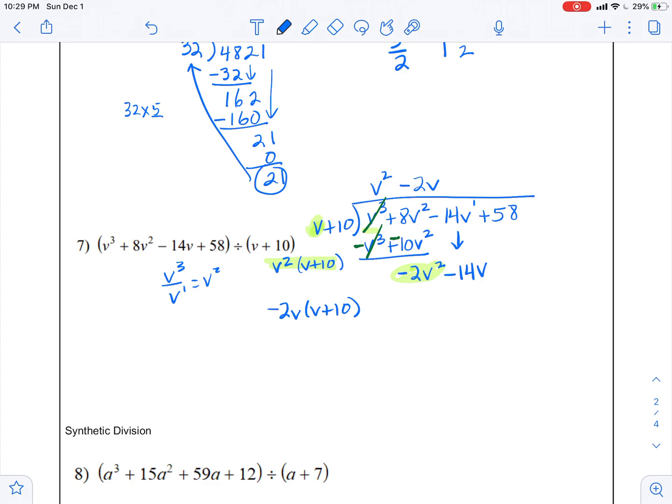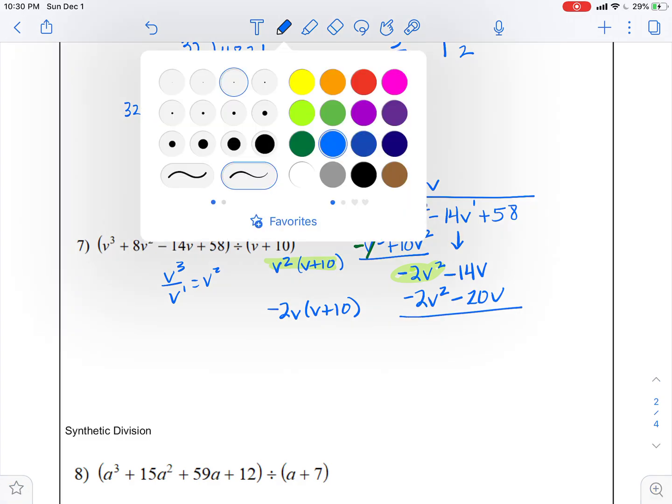dividend, whatever that's called, divisor, dividend, quotient. What am I thinking? There we go. My brain's kind of foggy. And then distribute. Like you guys, I took too long off a break, I guess, and my brain's not thinking.